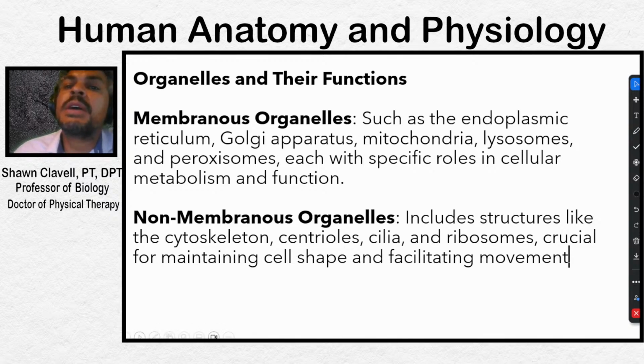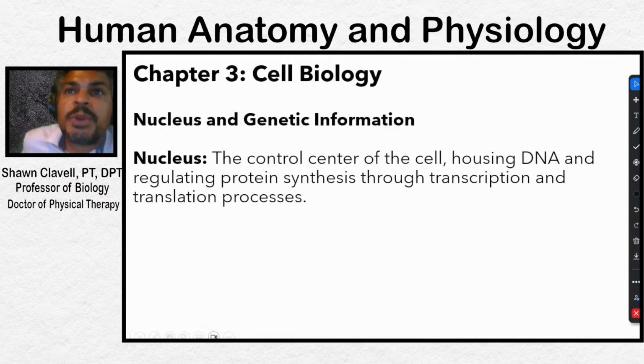There's two more slides here. Chapter 3 also talked about the nucleus and genetic information. So the control center of the cell is the nucleus. Why? Because it houses DNA. What is DNA? DNA is the original information. It's the original code for creating all of the proteins in the body, and ultimately whatever distinct proteins are created within a specific cell is what that cell is going to become.